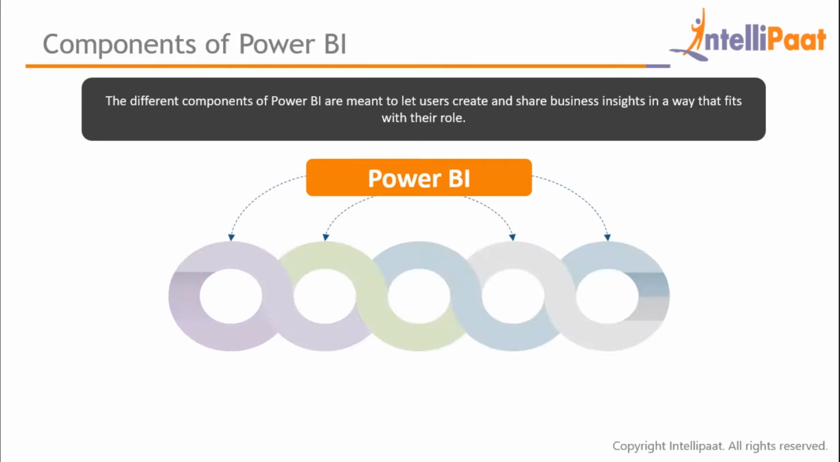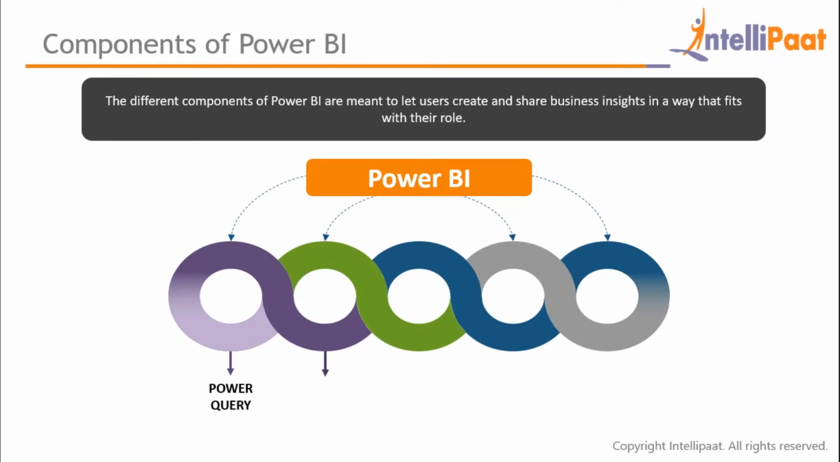There are 5 different components of Power BI. Power Query and Power Pivot are engines that help transform data. While Power Query fetches and cleans data, the processed data is loaded onto Power Pivot. Next comes Power View. This is a data visualization technology that lets users create interactive charts and maps and other visuals that bring data to life. Following them comes Power Map and Power Q&A.